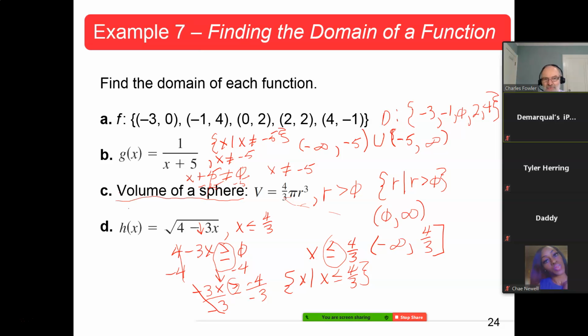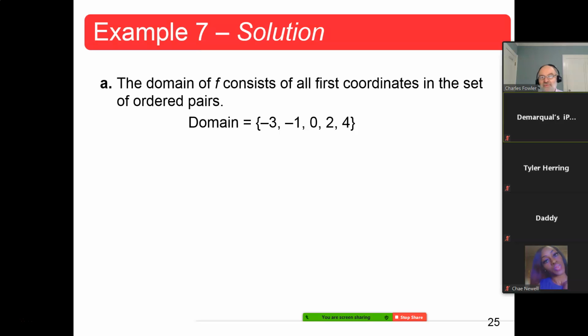They sometimes won't do quite as much detail as what I just said. Let's see what they do. The first one, the domain of F is the set of all first coordinates of the set of ordered pairs, because the ordered pairs are xy, xy, xy, xy. So your x's are the first one. Set of -3, -1, 0, 2, and 4. Exactly like we got. That's an explicit domain. There they are, that's all, nothing else.